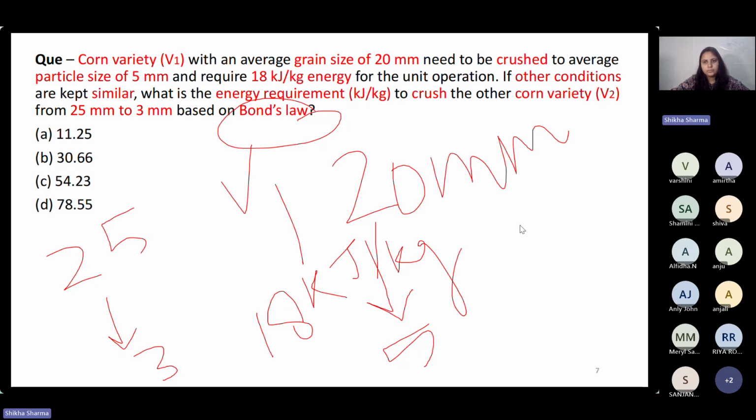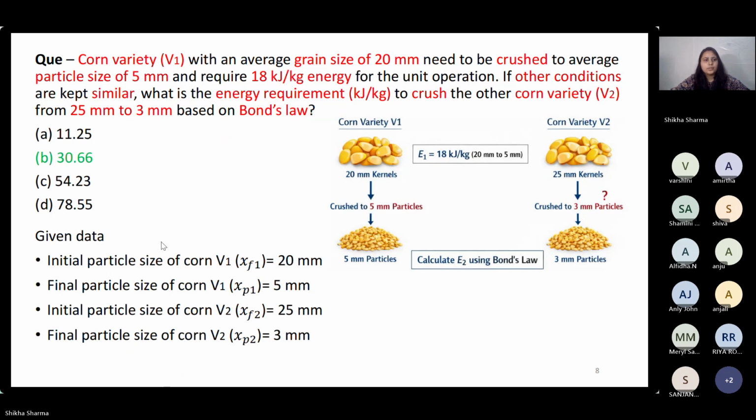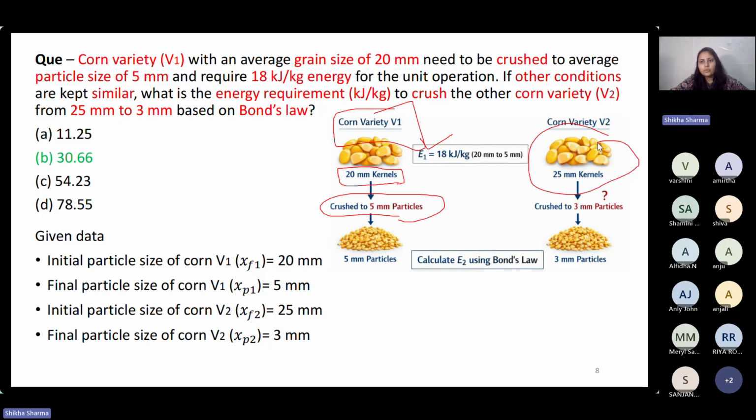Okay, let's solve this question. So we have this corn variety V1. Initially its size is 20 mm kernels and it is crushed to 5 mm particles, right? And it needed 18 kilojoule per kg. But now we need to find, for variety V2 of corn, if we are reducing the size from 25 to 3, how much energy we'll need if we are following Bond's law.